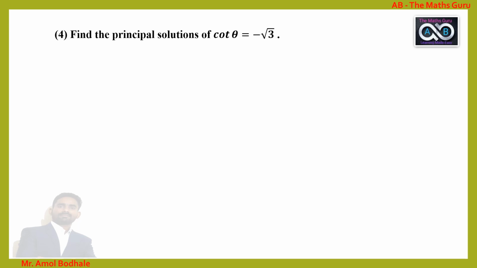Let's see the next example. Find the principal solution of cot theta equal to minus root 3. Now, for which angle cot theta is root 3? That we have to think. The another option, we can convert this cot angle in terms of tan also. So therefore, cot theta equal to minus root 3, which is given. So if we take the reciprocal on both sides, we can see tan theta equal to minus 1 by root 3. Now we have to think about for which angle tan theta is 1 by root 3.